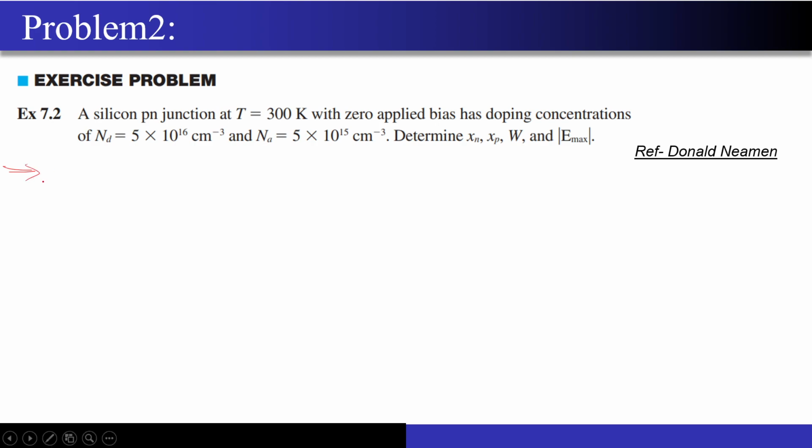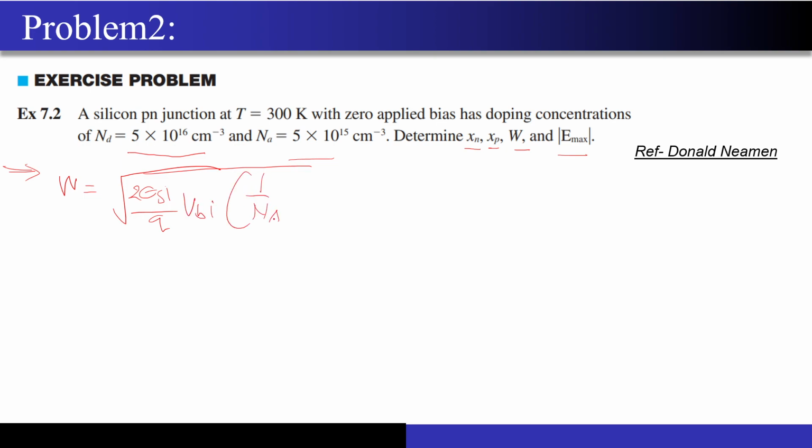A silicon PN junction at T equal to 300 Kelvin with zero applied bias has a doping concentration Nd equal to 5 into 10 to the power 16, and Na has also been given to me. Now they are asking us to find the extent of depletion in the N region, in the P region, the width of the depletion region and Emax, right? So first let's find W. What is the formula for W? We have seen it: 2 epsilon Si by q times VBI into 1 upon Na plus 1 upon Nd.